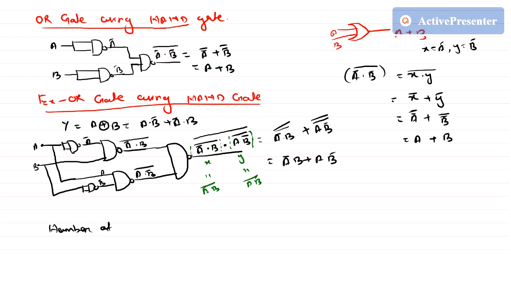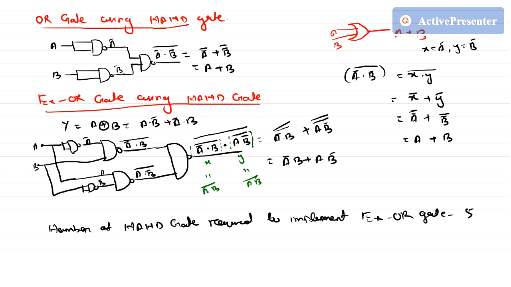Number of NAND gates required to implement an XOR gate is how much? 5. 1, 2, 3, 4, 5. So this is 1, this is 2, 3, 4, 5.